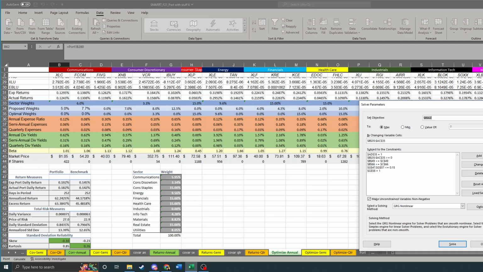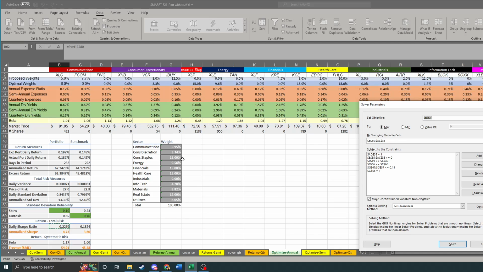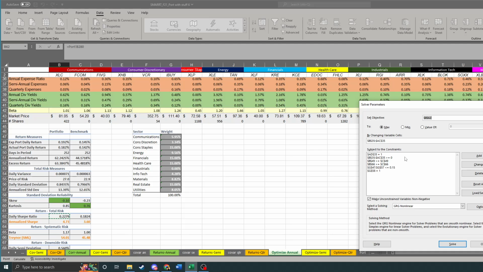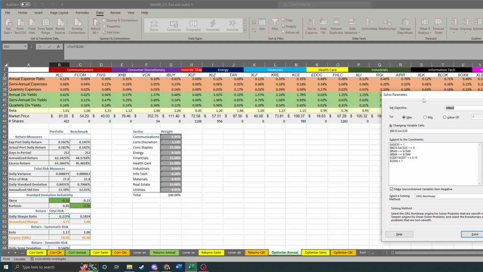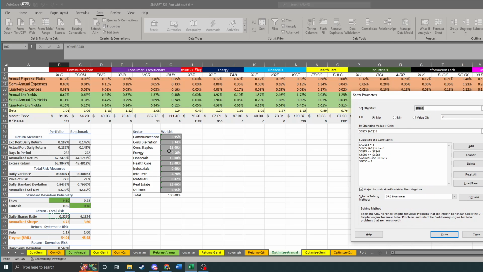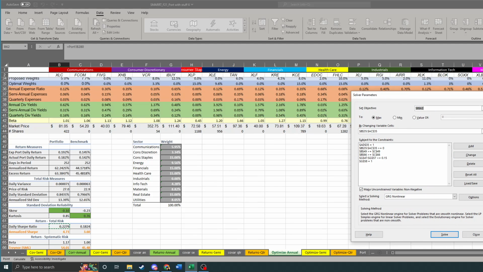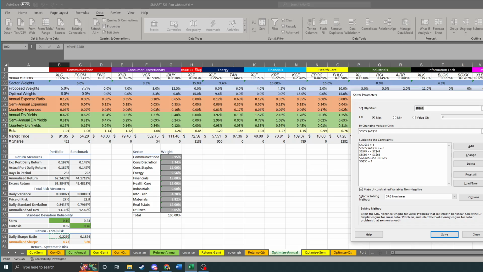And so what the computer is going to do is run tons of different calculations with various different weights in each one of these, and it's going to find whichever ones create the highest daily Sharpe ratio. And to do this, you need a couple of constraints. First of all, AD35 is equal to 1. What is AD35? That is this right here. So basically, that's just saying that the total of all these weights has to equal 100%.